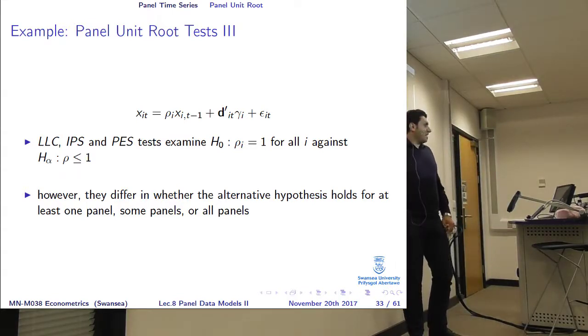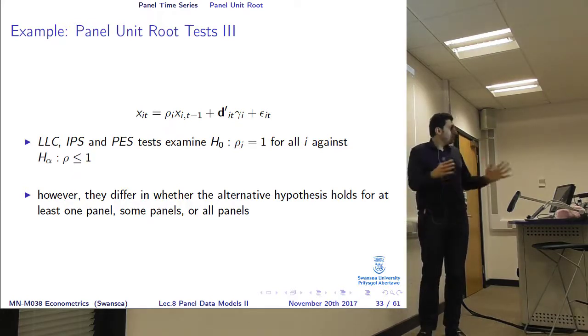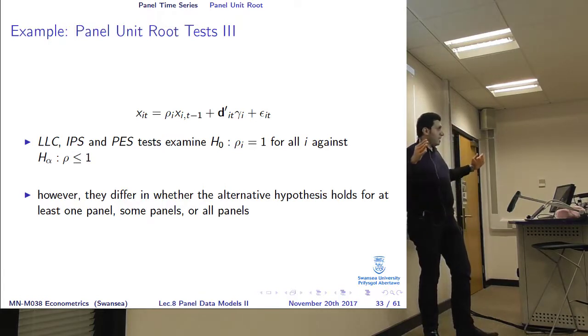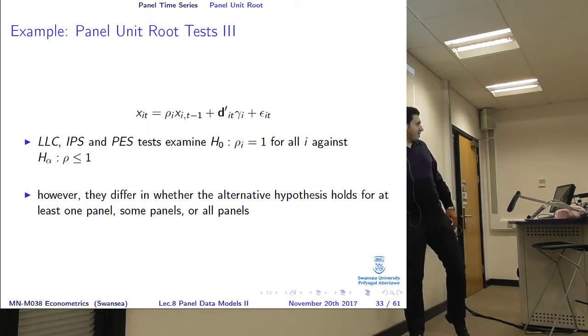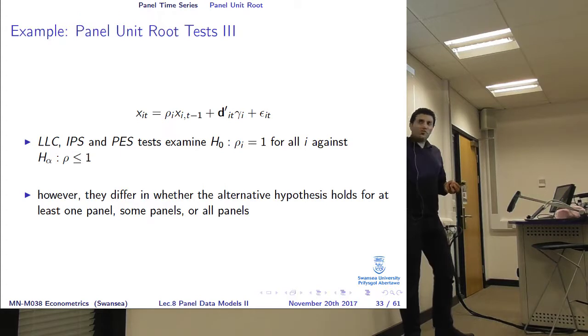Is it going to be the case with only one country, or some panels, few countries, or all panels, or the entire panel? Okay, so this is how they are different from each other. Going back to the four tests, the first three use the test of unit root. The fourth one, the Hadri test, looks at a test for stationarity. So this is one main difference between all these tests.